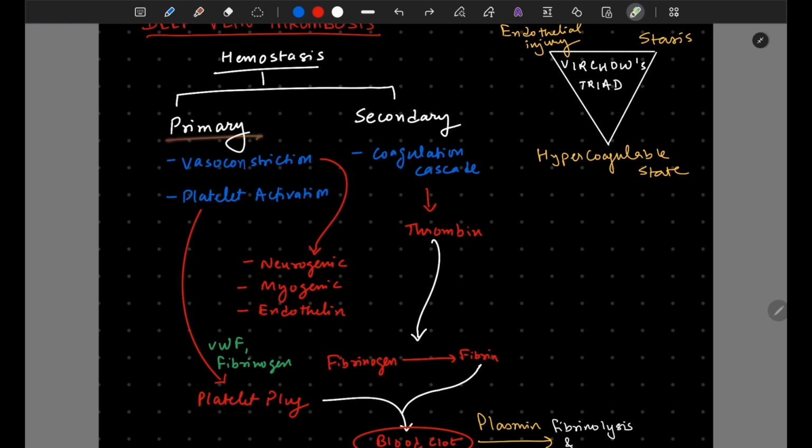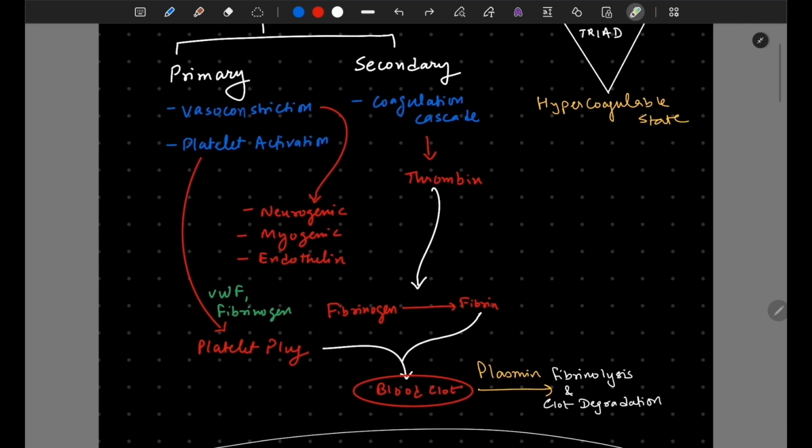The primary hemostasis constitutes vasoconstriction and the platelet activation, which leads to platelet plug formation, and secondary hemostasis constitutes the coagulation cascade, which produces thrombin and which leads to conversion of fibrinogen to fibrin. This fibrin, along with the platelet plug, causes blood clot stabilization. This blood clot can be degraded by the body by release of plasmin, which causes fibrinolysis and clot degradation after the coagulation has been achieved and the body is back to hemostasis.